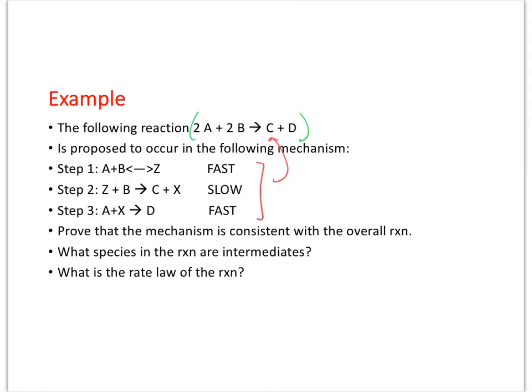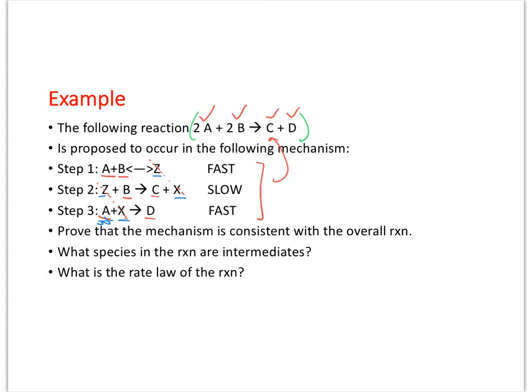So the z's would cancel out, the x's would cancel out. Okay, so what am I left with? 2A, check, plus 2B, check, produces C, check, plus D, check. So adding everything up is cool. What species in the reaction are intermediates? Well, the z and the x's are intermediates because they're made in an earlier step and used in a later step.